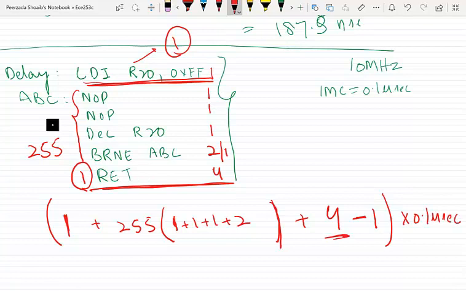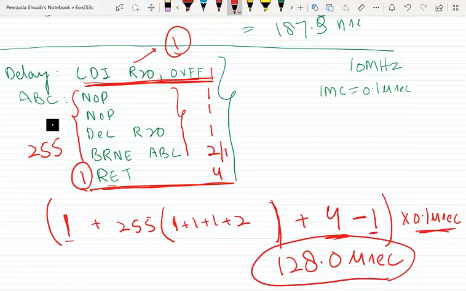I hope you got this. This 1 into 0.1 microseconds for this instruction, and this 4 into 0.1 microseconds for the return. Then since these 4 instructions run 255 times, it is 255 multiplied by 1 plus 1 plus 1 plus 2. But since the 255th time the BRNE instruction will take only 1 machine cycle, I subtracted 1 machine cycle from the whole calculation. I have already made the calculations, and this will be 128.0 microseconds.